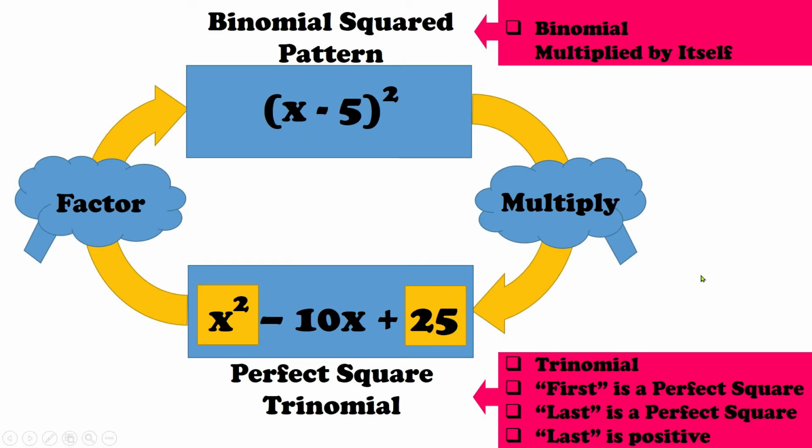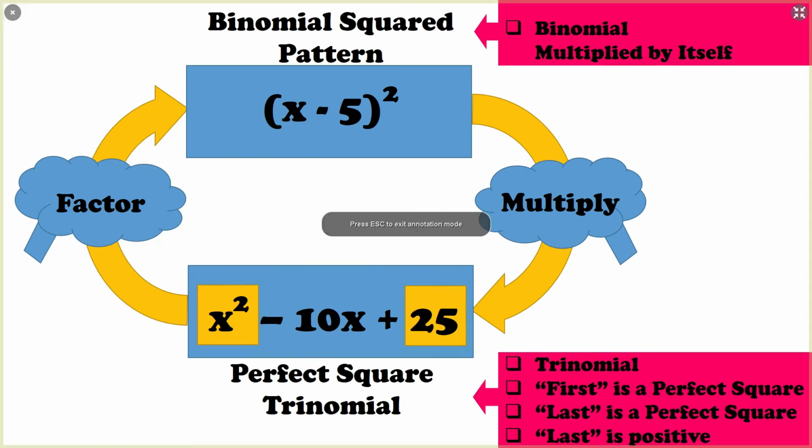All right, now we're looking at a perfect square trinomial. What makes it a perfect square trinomial? Well, first of all, it is a trinomial. Second of all, the first is a perfect square. In this case, it's a 1. The last is a perfect square. In this case, it's a 25. And the last is positive.